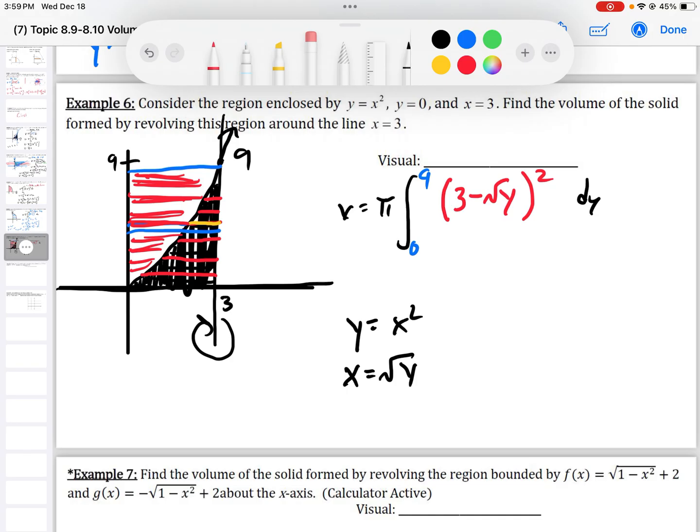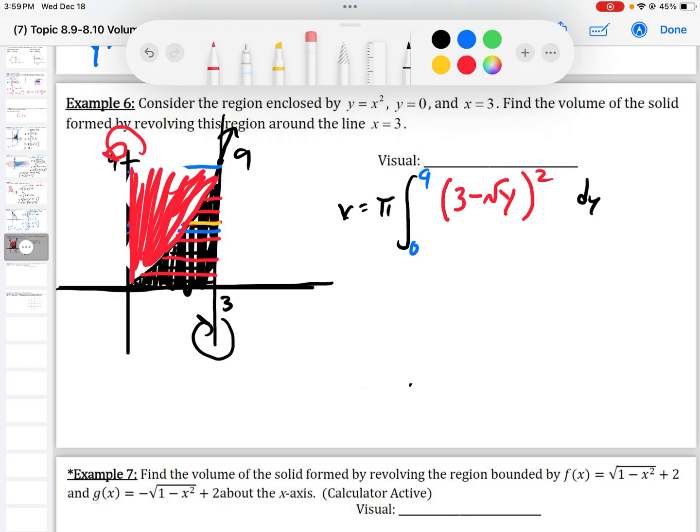If it was like normal, if I wanted to find this region and wrap it around the y-axis, it would just be square root of y. That would be the radius. But this time, I want this piece over here, so it's the part past square root of y all the way to 3. So it'd be the 3 minus the square root of y. All right, so now we integrate. The hard part is finding that radius, representing the radius.